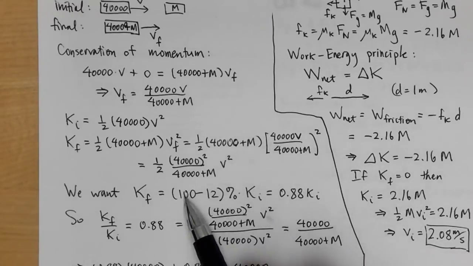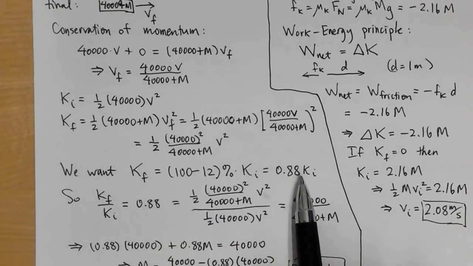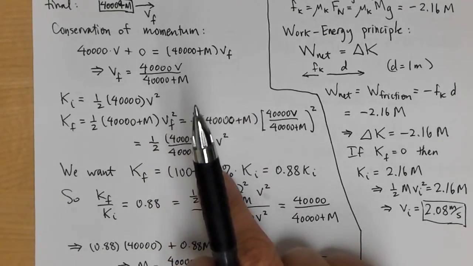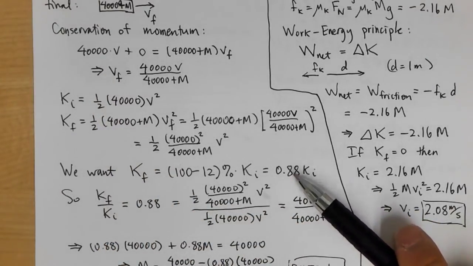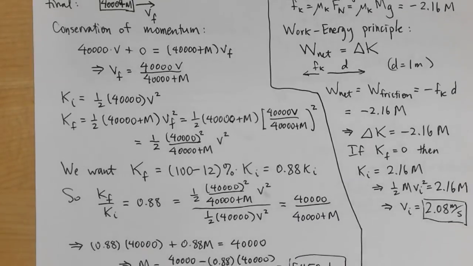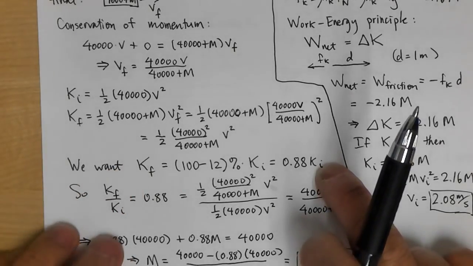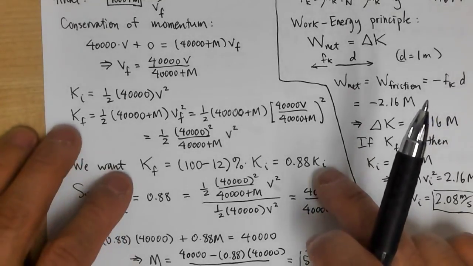So 100 minus 12 is 88. 88% is 0.88. So we get K final as 0.88 times K initial. There's a reduction of 12%, so I say 100 minus 12 times the initial is equal to the final, and I convert these into decimals. From percentage to decimals, you just divide by 100. So we have K final divided by K initial. This part may be the tricky part here, getting this to work out.